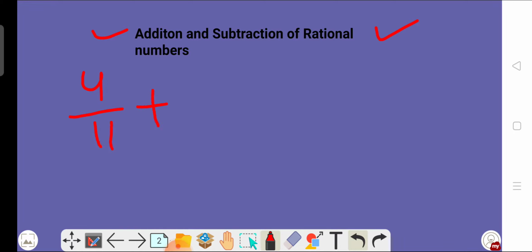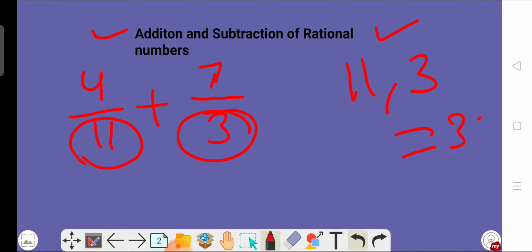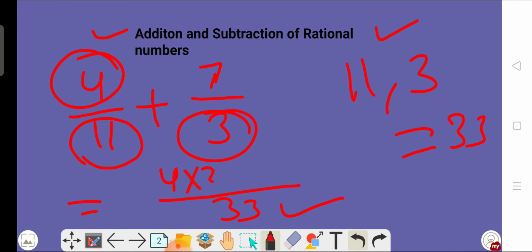4 by 11 plus 7 by 3. We have to add these two rational numbers. To add the rational numbers, we have to take the LCM of denominators. So LCM of 11 and 3 is equal to 33. So LCM will become 33. Now divide 33 by 11. We will get 3 and we have to multiply 3 to the numerator and that is 4.